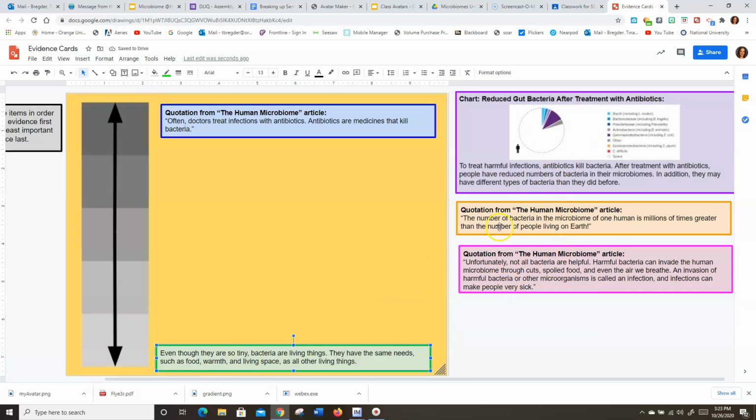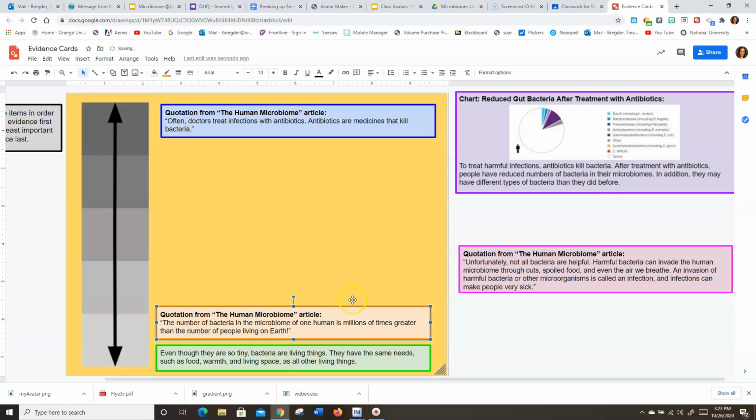Now you have to decide which ones go in the middle. In what order? I think this one, the orange, doesn't seem right. The number of bacteria in the microbiome of one human is 1,000,000 times greater than the other ones. I don't think that really has to do with antibiotics. So I'm going to put that one down here too. So really it's between the purple and the pink.